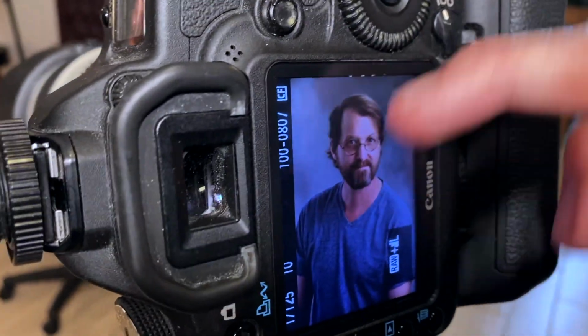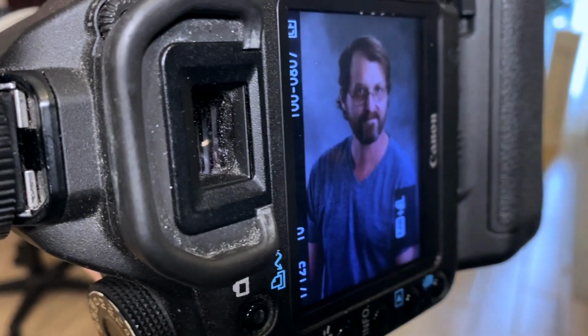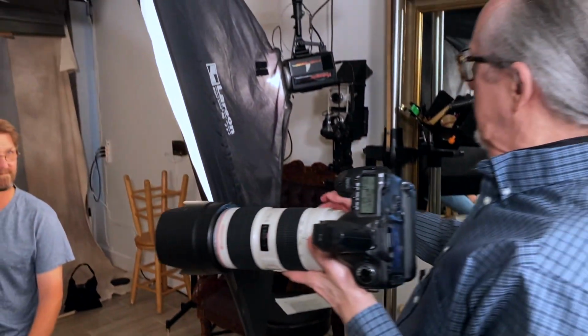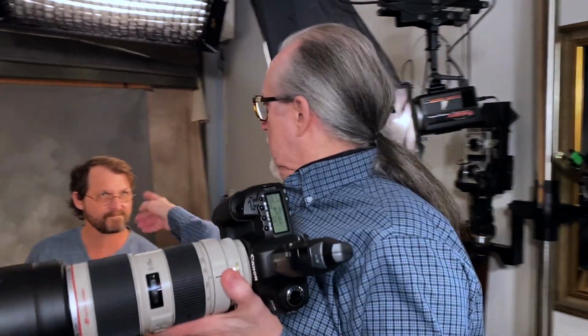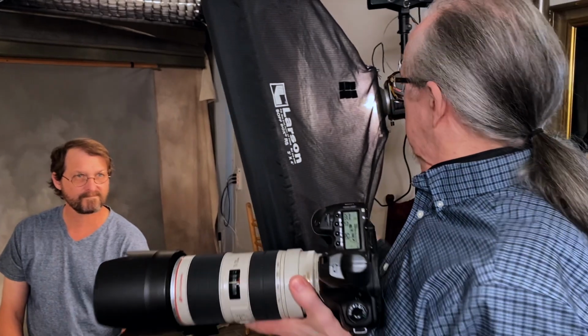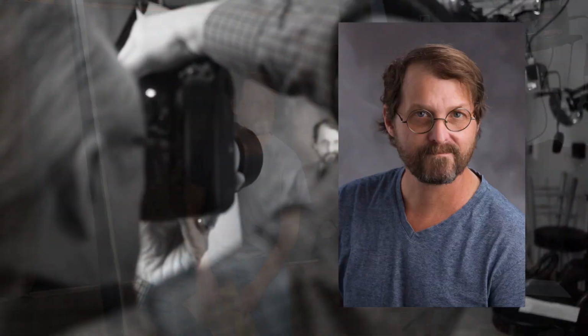Now I feel the shadow side could be filled more. And one way to do that is what we call feathering. So instead of aiming it at his nose, we're going to aim it in front of him. That way more of the reflector becomes more powerful.